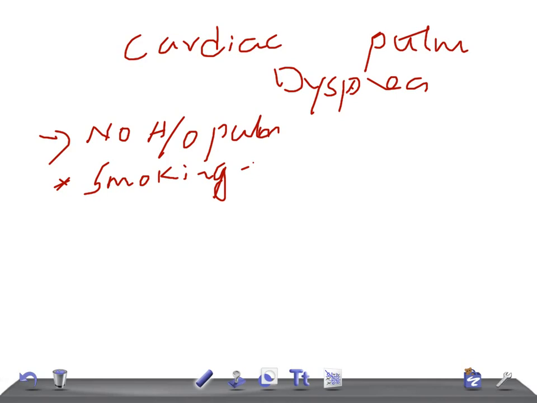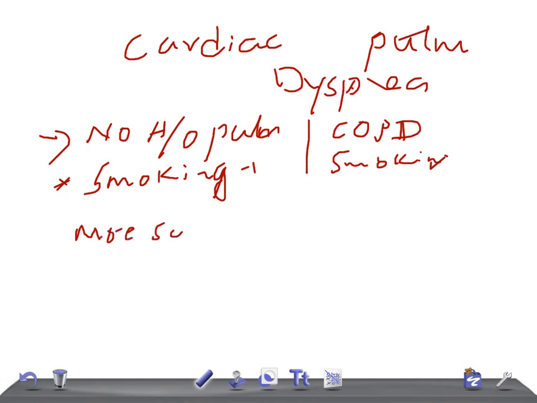Whereas in pulmonary dyspnea, there is a history of COPD, chronic obstructive pulmonary disease, and a smoking history, of course, can be here too. And the onset of dyspnea in cardiac disease is going to be more sudden, whereas in pulmonary disease, dyspnea tends to occur gradually.